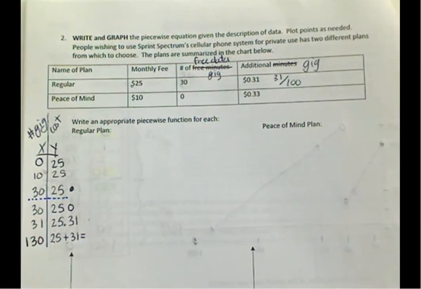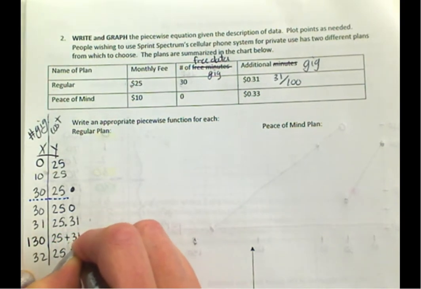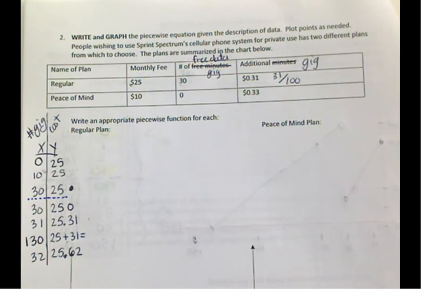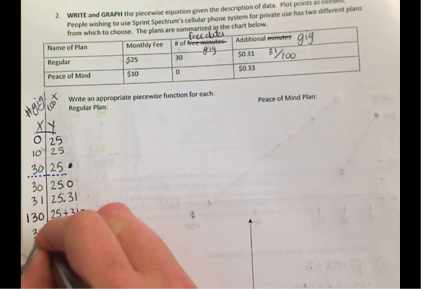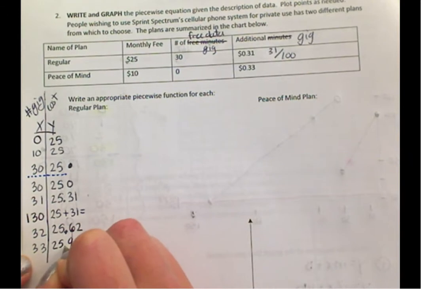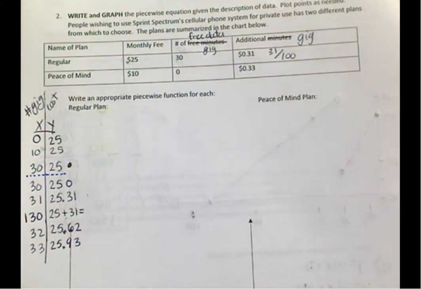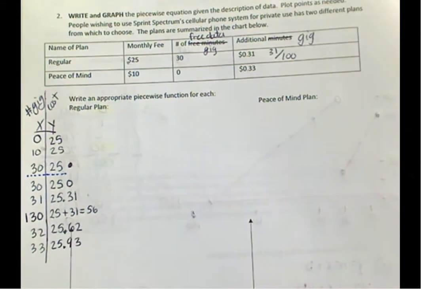I'm just trying to make a point without a calculator, okay? Could you have done this? 32, 25, 62. Yeah, that's totally fine. Okay, these things don't even have to be in order. What if I do 33 gigs? 25.93, right? Because I add 31 cents per gig. Well, notice that at 33, you're only paying for 3 gigs. So at 130, I'm only paying for 100 gigs. 56. Okay.